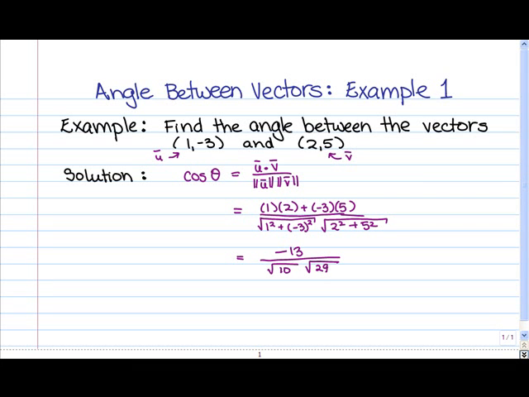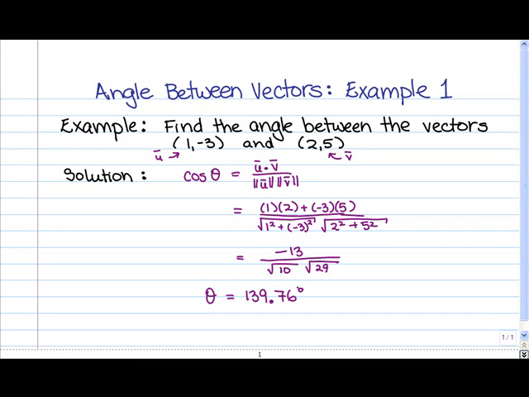Now, we can leave this as is. We can simplify the right-hand side further. It would be nice to avoid introducing round-off error. We want to keep things in exact form as long as possible. So at this point, we can use the cos inverse button on our calculator. We simply enter -13 divided by root 10 divided by root 29, and once we get that, we then hit the cos inverse button on our calculator, and if your calculator's in degree mode, you should end up with 139.76 degrees.